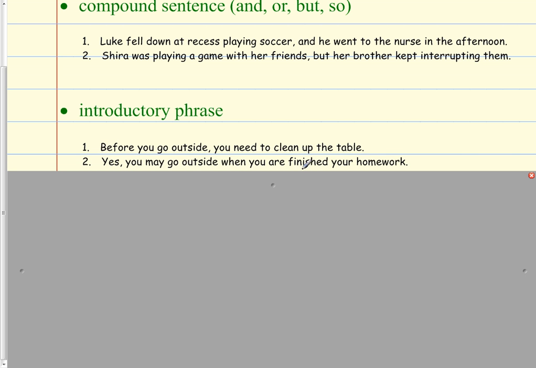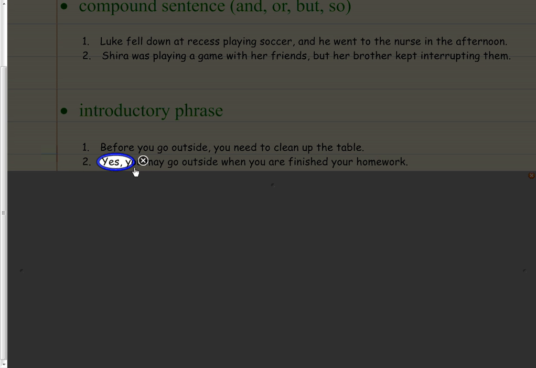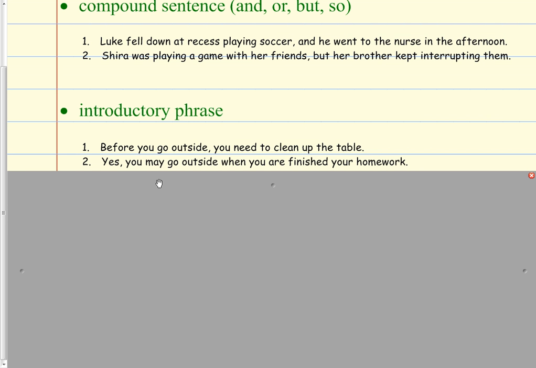Yes, you may go outside when you're finished with your homework. There again, yes, you could do it without it. You may go outside without finishing your homework. But you use the word yes as the introductory phrase.